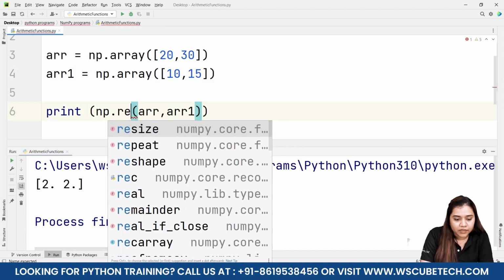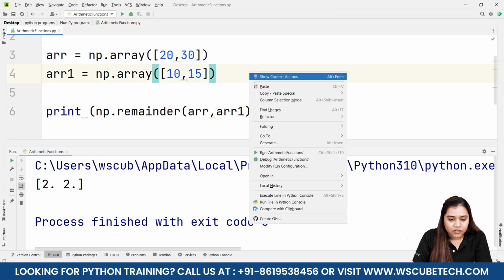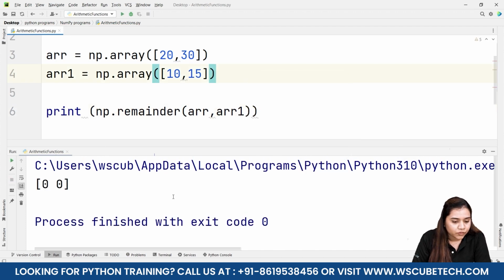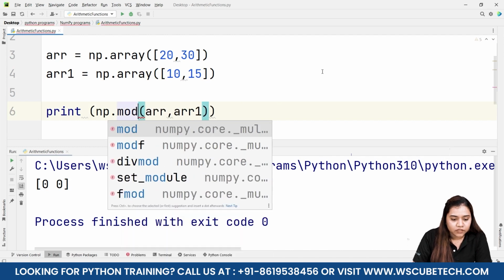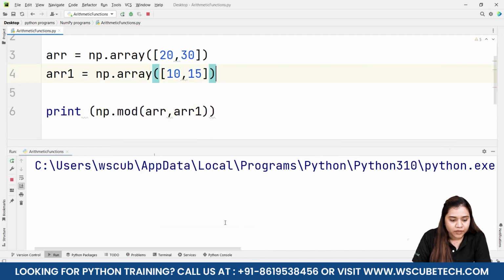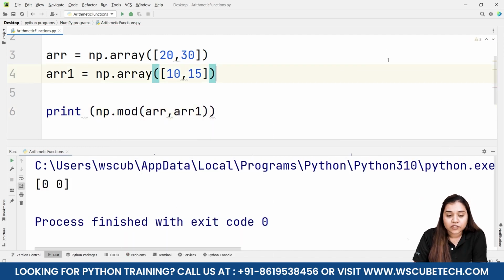Similarly, if you ask for the remainder, you can write remainder. If you run it, we get the output 0 and 0. That 0 and 0 gives us the remainder. Similarly, we have mod as well. The mod does the same thing that remainder does. Mod means modulus, and modulus gives us the remainder after dividing a certain value. So 20 divided by 10, the remainder is 0 and the modulus is also 0. 30 divided by 15, the modulus is 0 and the remainder is 0 as well.